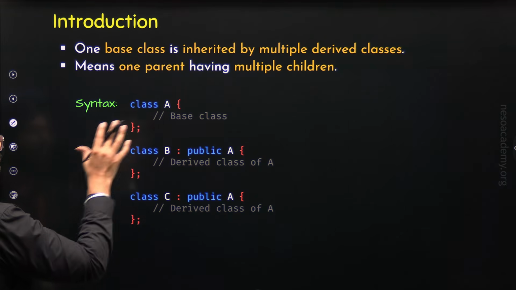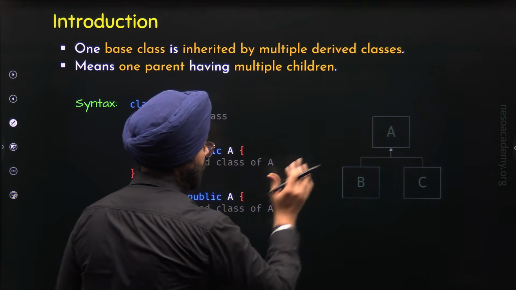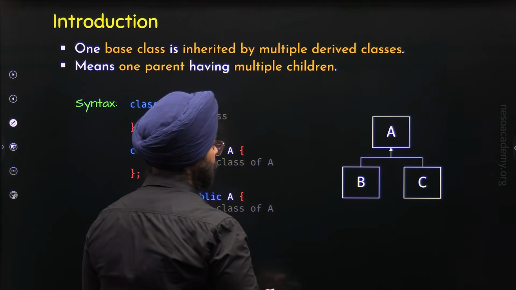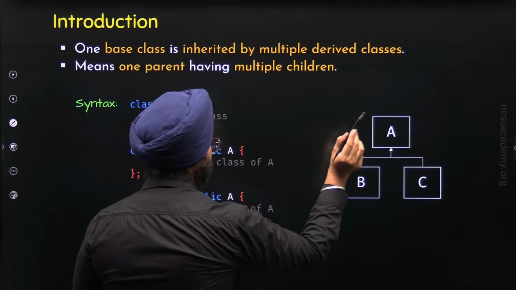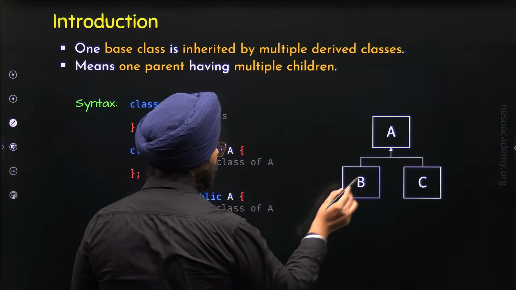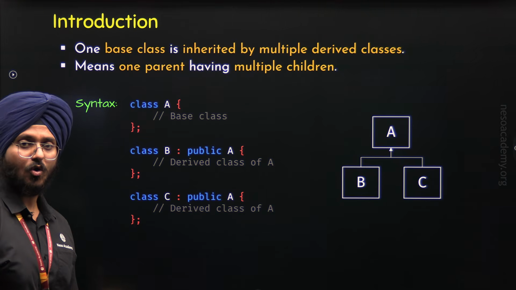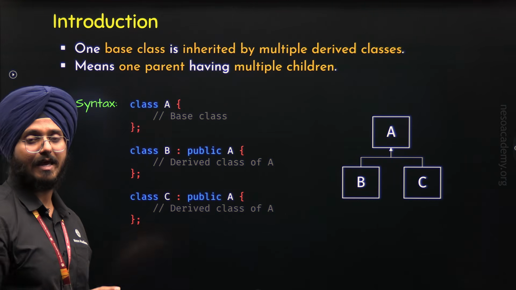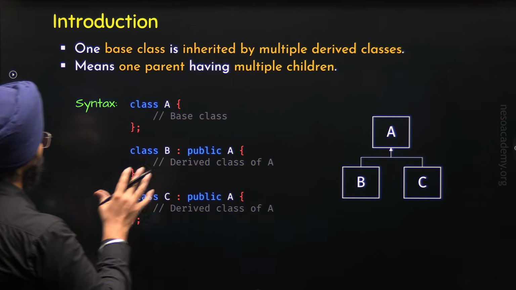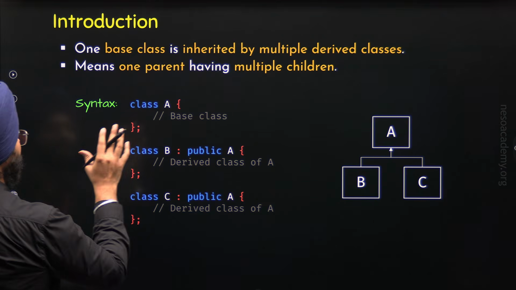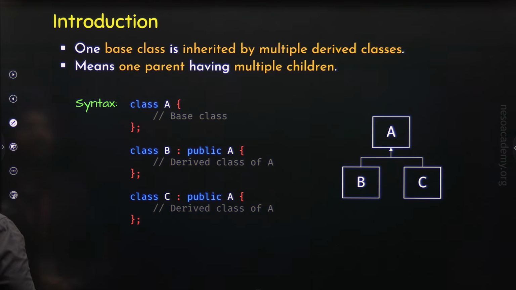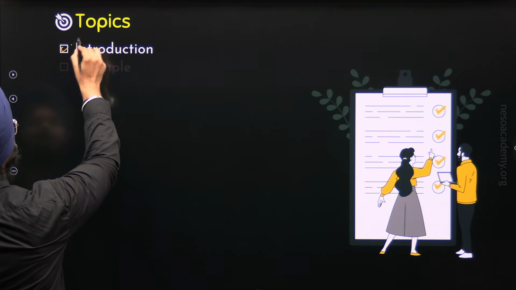Now we can visualize this syntax with the help of this diagram. Here we can observe one parent, which is class A, is having two children, B and C. So this is hierarchical inheritance. With this, we have learned the basics of hierarchical inheritance in this topic. This means we are done with the first topic.